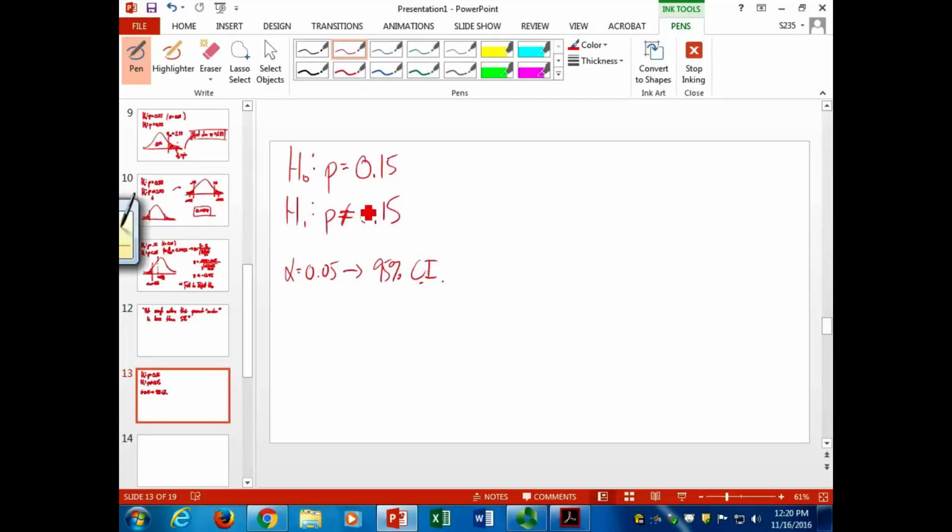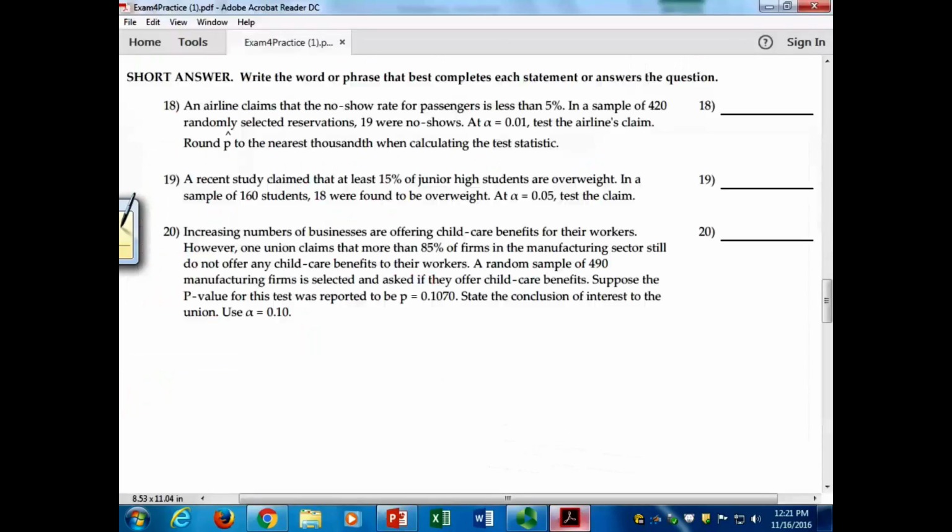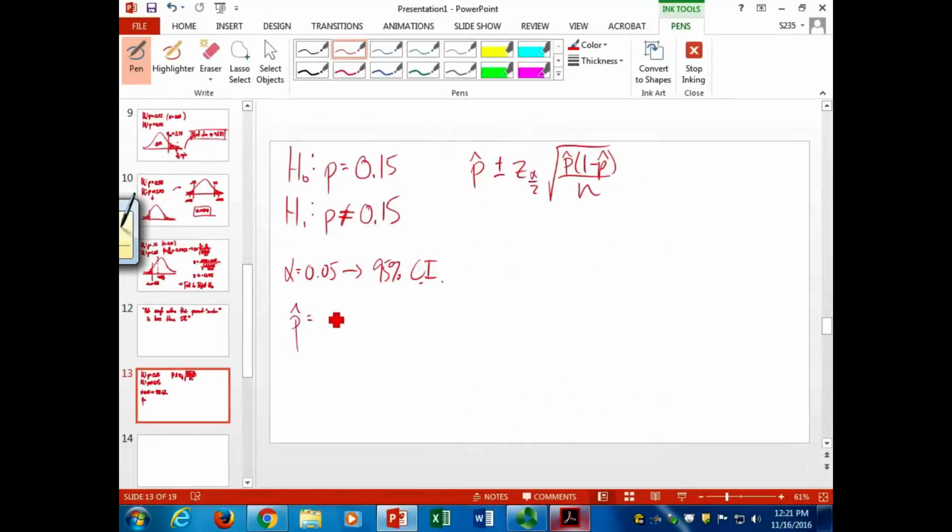How do you know it's two-tailed? A two-tailed test is when you have a not equal to alternative. That means you don't have a premonition up front. It could be less, it could be more, we don't know. Okay. So what I'm going to do is calculate a 95% confidence interval based on my sample proportion. So by the way, what was our sample proportion? 18 out of 160, which comes out to be what?